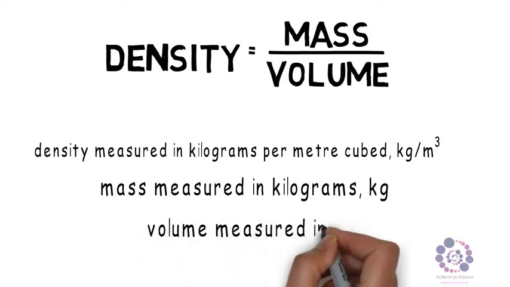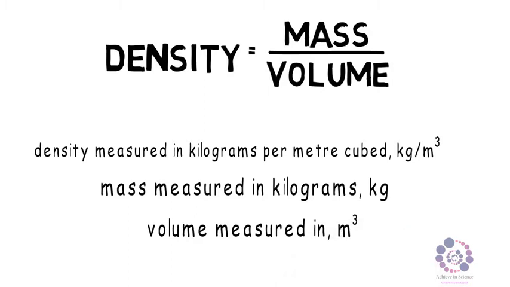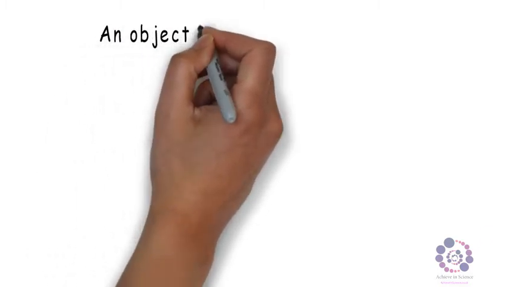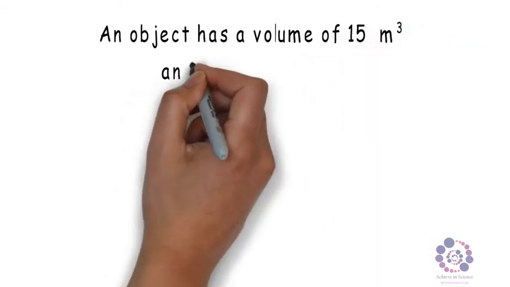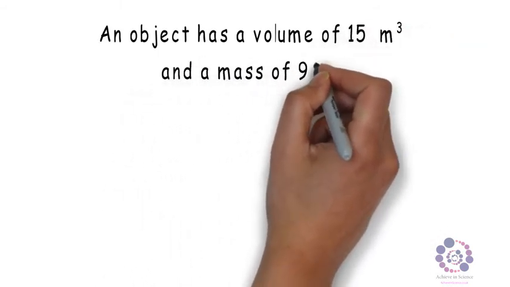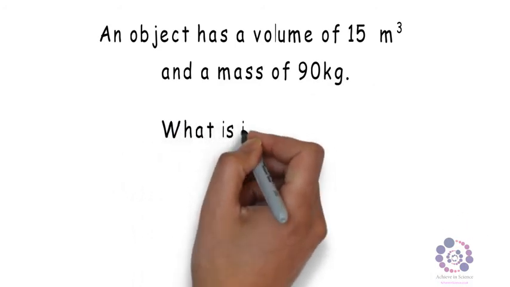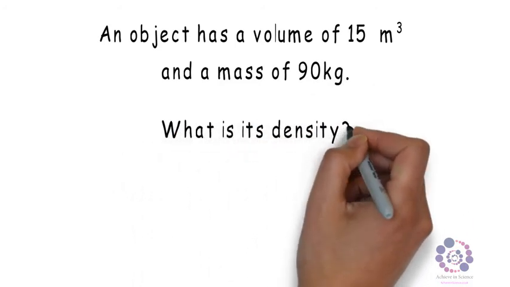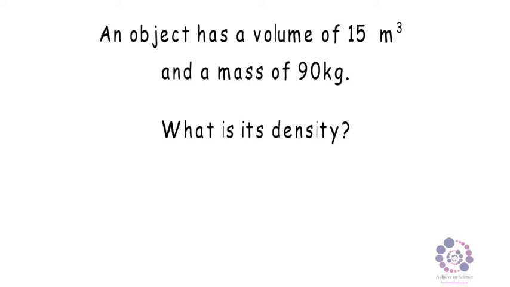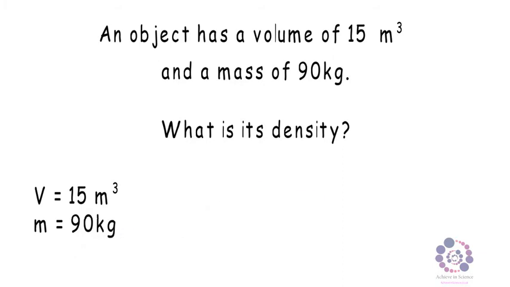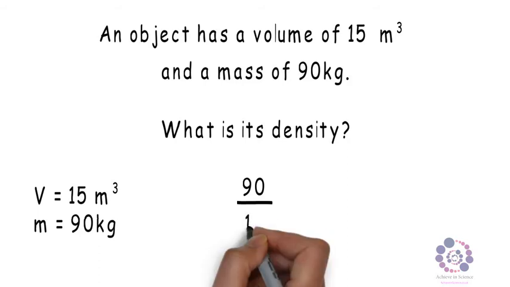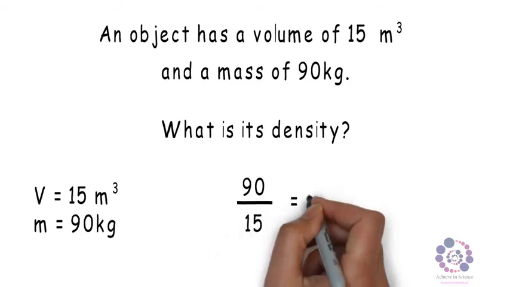Now let's use this equation to solve an exam style question. The question asks you, an object has a volume of 15 meters cubed and a mass of 90 kilograms. What is its density? When tackling a question like this, you should always write out exactly what you know from the question first of all. So you know the volume equals 15 meters cubed. You know the mass equals 90 kilograms. And therefore mass divided by volume is 90 divided by 15 equals 6 kilograms per meters cubed.